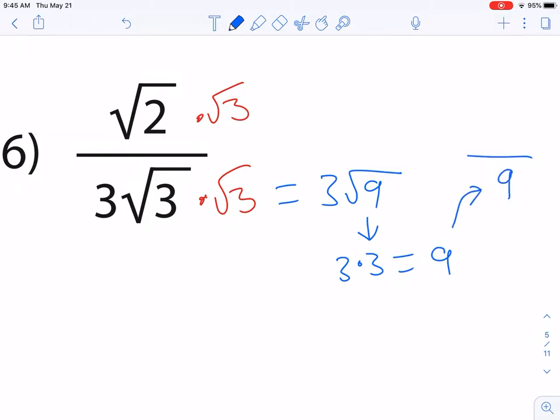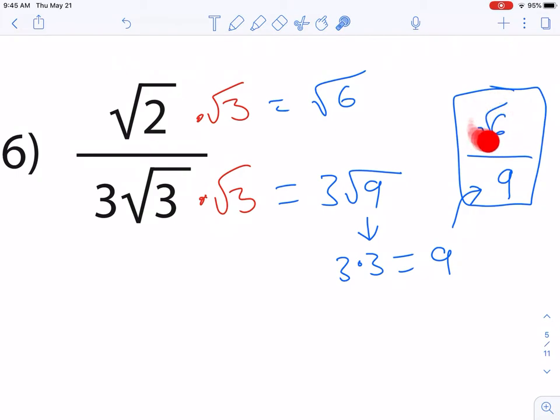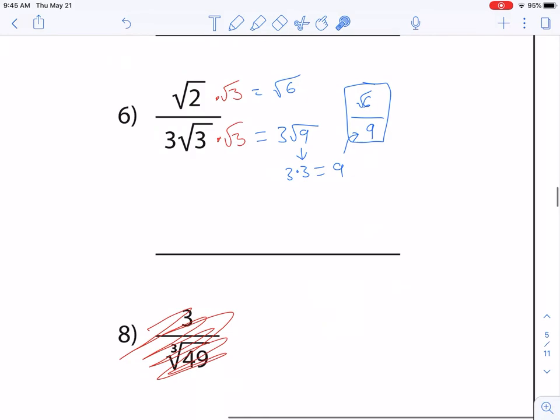Okay, and then up top, square root 2 times square root 3. They're both inside the square root, so we can multiply them up to make square root 6. And then this doesn't have anything that reduces or breaks down or anything like that. So we just leave it as square root 6. We cannot reduce these because this is inside, this is outside. They can't play together. One's playing inside, one's playing outside.